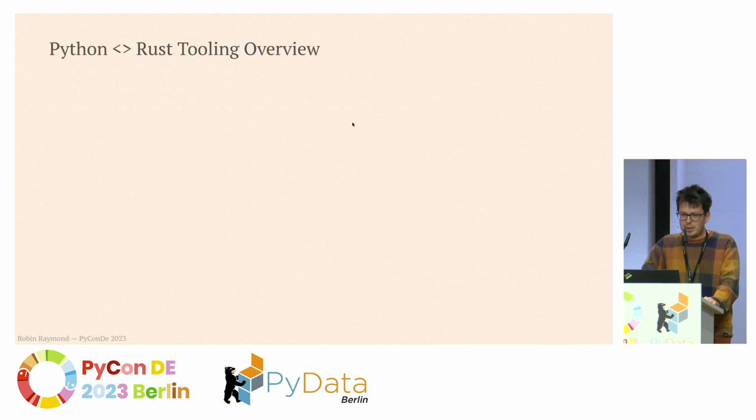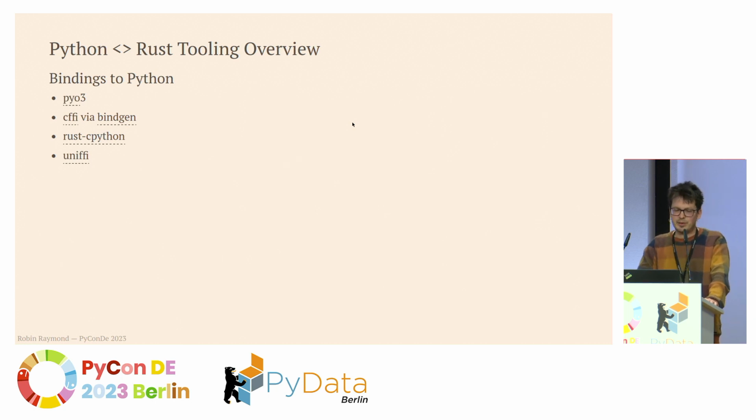Cool. So let's talk a little bit about the tooling. There are three general categories of tooling. The first one is bindings to Python. These are basically libraries that let you bind Rust code to Python code. PyO3 is by far the most popular one, and it's also the one that we'll be using. It has a lot of cool extra add-ons. One of them, for example, being an async IO add-on that allows you to tie Python async code to Rust async code by passing futures back and forth between the two languages. So it's a really cool project.